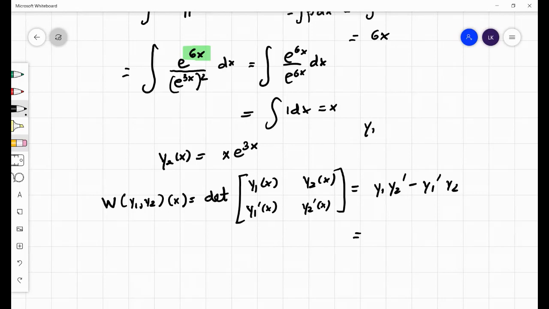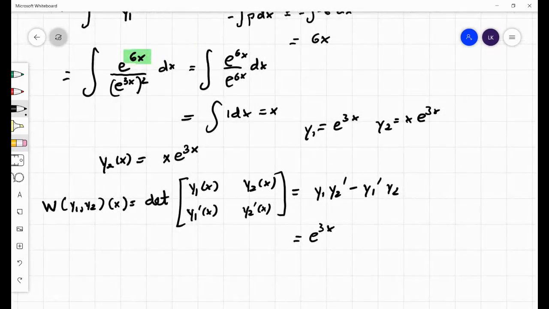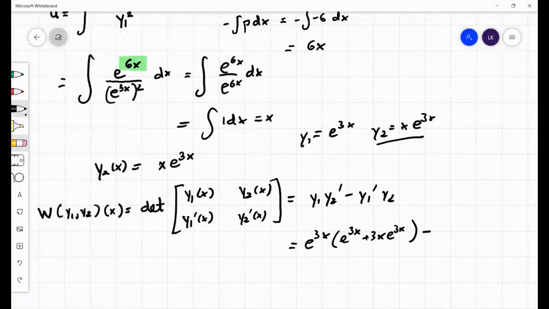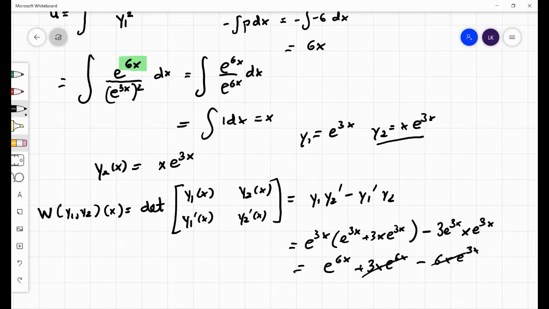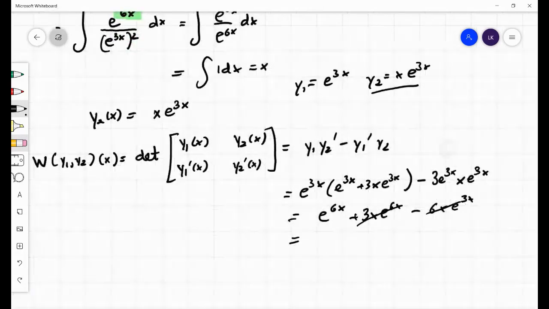Okay, so let's recall y1 is e to the 3x, y2 is x e to the 3x. So y1 times y2 prime. So I guess I need to use product rule. Minus y1 prime times y2. Okay. So these cancel, and we see that our Wronskian is an exponential function of x.